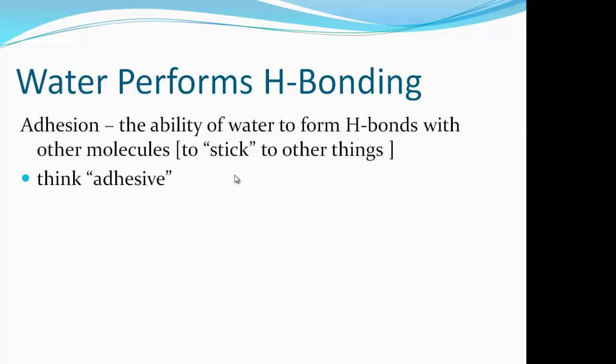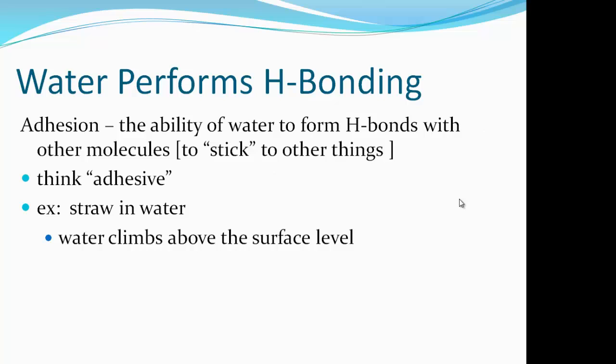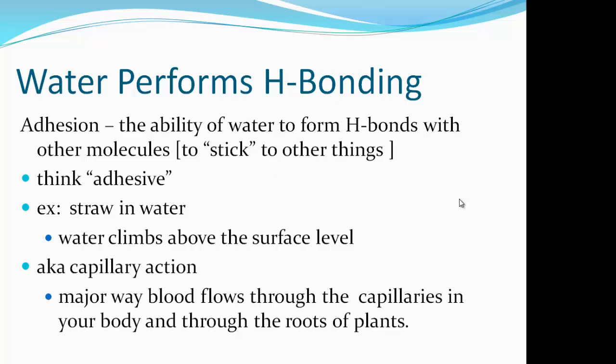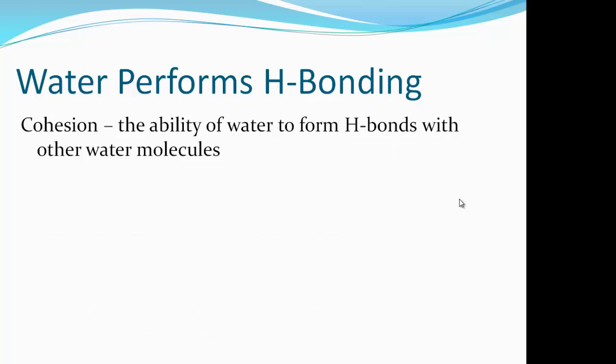The property adhesion is the ability of water to form hydrogen bonds with other molecules, and it basically means that these molecules are able to stick to things. An example is a straw in water. The water can actually cling to the side of the straw and move up. Some good biological examples: this is the way that blood flows through the capillaries of your body. It also is the way that water moves up the roots of plants. It actually defies gravity and goes up the roots of plants and up the stems, instead of just sitting there and rushing downhill.